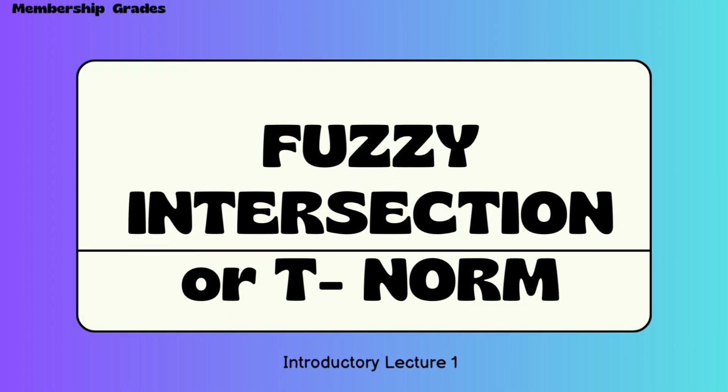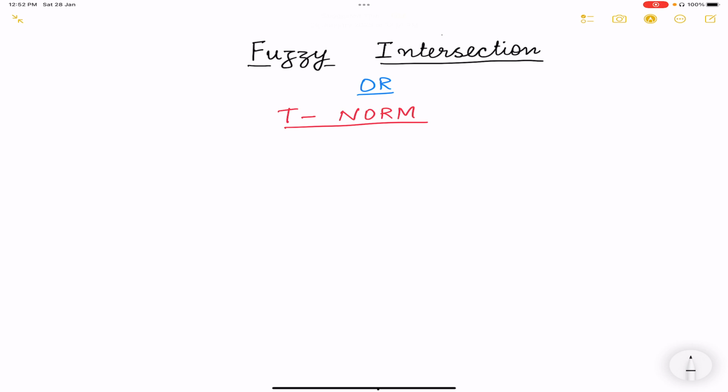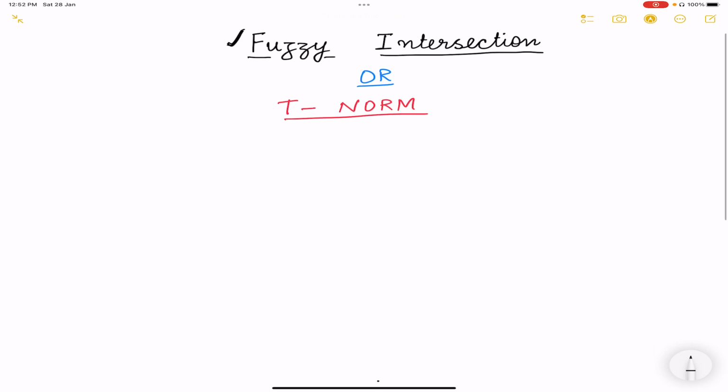Hi everyone. In this lecture, we are discussing fuzzy intersection, which we also call T-norm. This one is an introductory lecture. So in this lecture, we'll be discussing only standard T-norm and axiomatic skeleton of T-norm. In the next lectures, we'll be discussing different types of T-norms. Thus, fuzzy intersection is also called T-norm. So in fuzzy, we usually call it T-norm instead of saying fuzzy intersection, right?